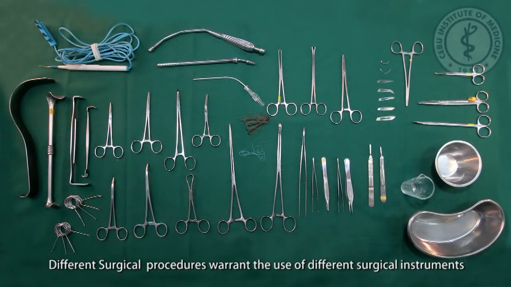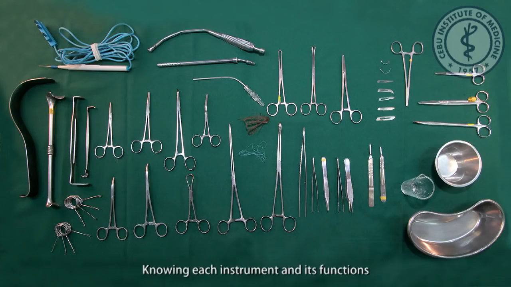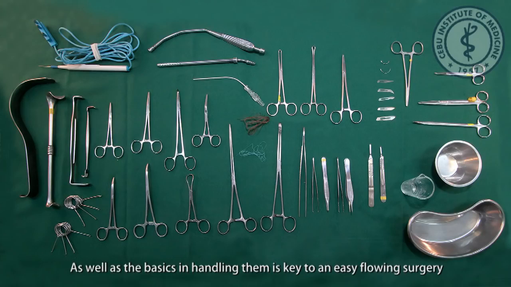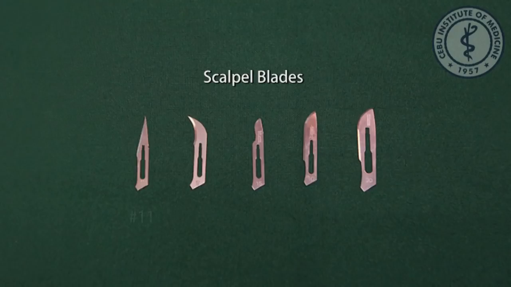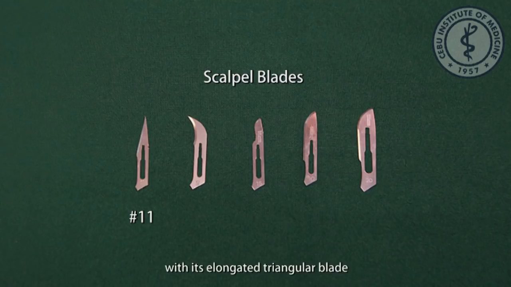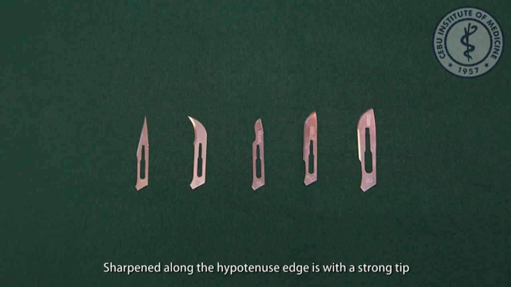Basic surgical instruments. Different surgical procedures warrant the use of different surgical instruments. Knowing each instrument and its functions, as well as the basics in handling them, is the key to an easy flowing surgery. Scalpel blades. Blade holder. Blade number 11, also known as the stab knife, with its elongated triangular blade sharpened along the hypotenuse edge as well as a strong pointed tip.